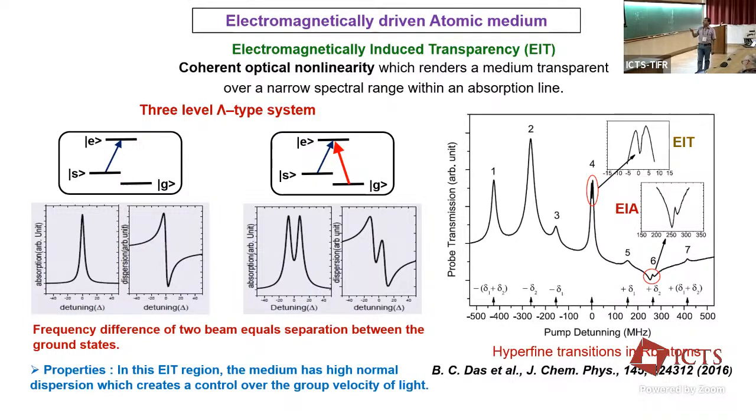To make this EIT, electromagnetically induced transparency, work, the frequency difference of the 2 beams must equal the separation between the ground states. The good part is that you can change the dispersion in this way. In this EIT region, the medium has very high normal dispersion, and you can control the group velocity of light. This is one of the spectra we took very initially, and you have to do a lot of high precision spectroscopy for that.